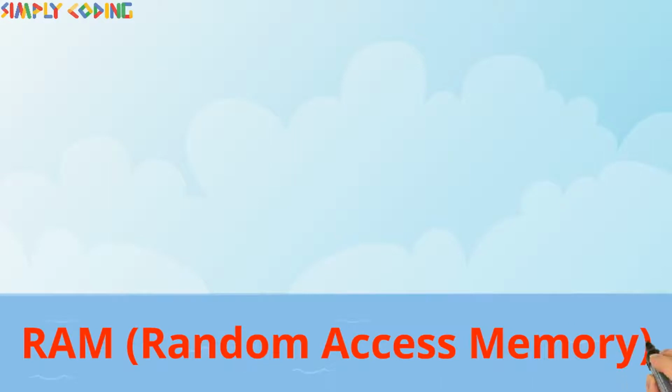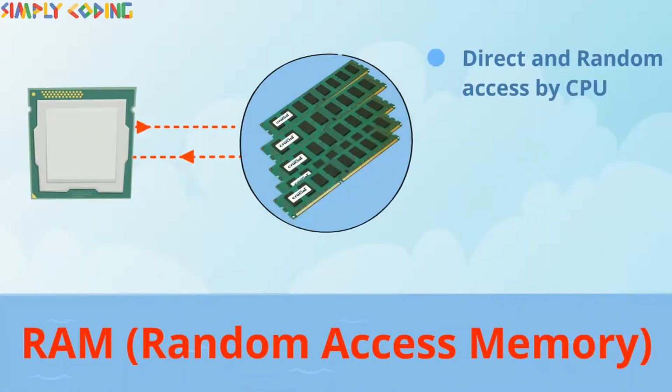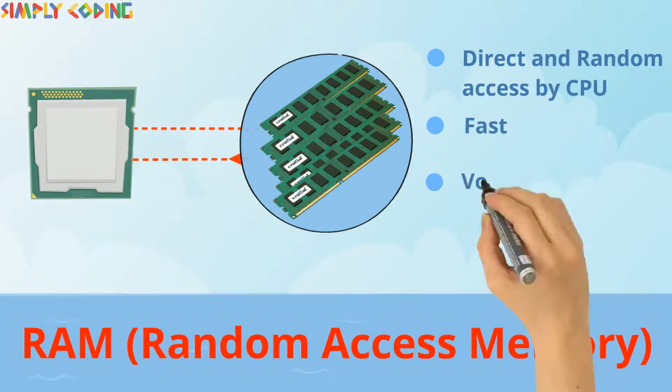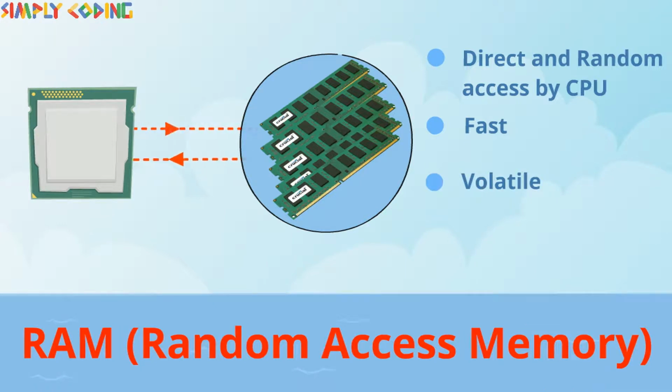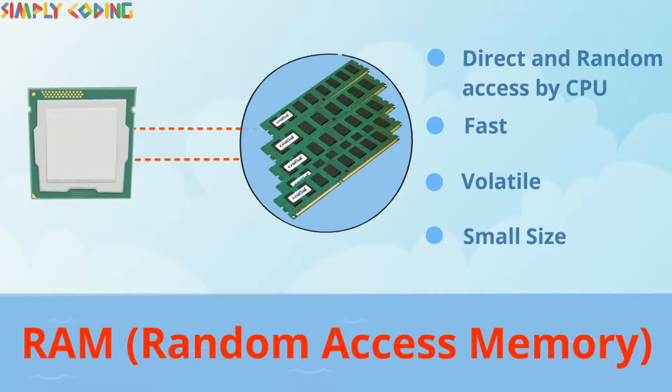RAM stands for Random Access Memory. The CPU can access randomly any part of the memory directly, making it very fast. Its content can be changed anytime by the CPU. However, its content is volatile, meaning all data is erased when the computer is powered off. Its size is typically a few GBs, hence there is always a need for additional storage.